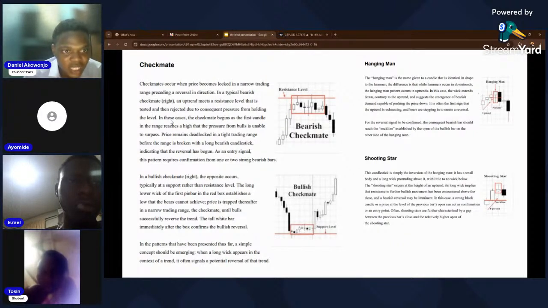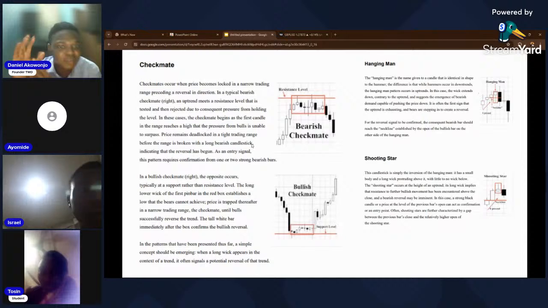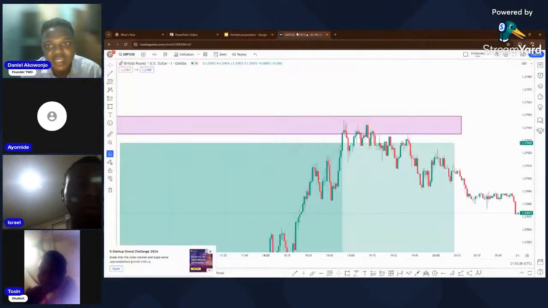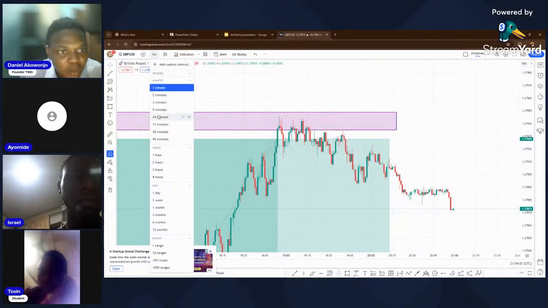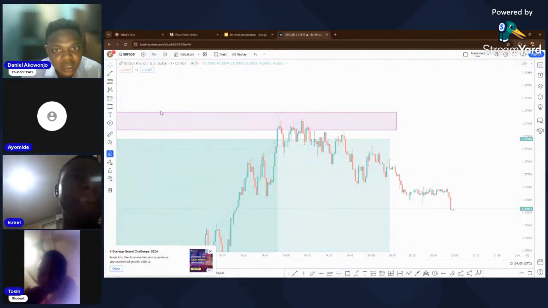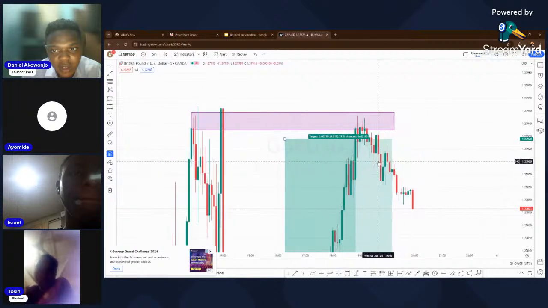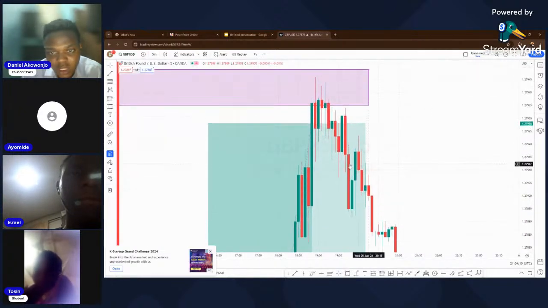Let's say in this case the checkmate begins as the first candle in the range reaches a high that the pressure from bulls is unable to surpass. What does that mean? Price remains deadlocked in a tight trading range before the range is broken with a long bearish candlestick, indicating that the reversal has begun. Do you understand? That means that if I see this particular movement, let me go to probably 5 minutes. Good, you can see it's a good check.